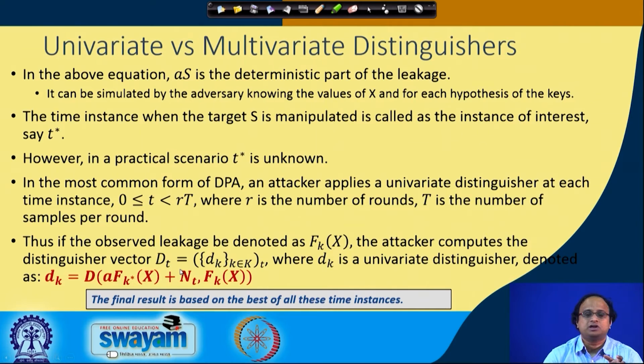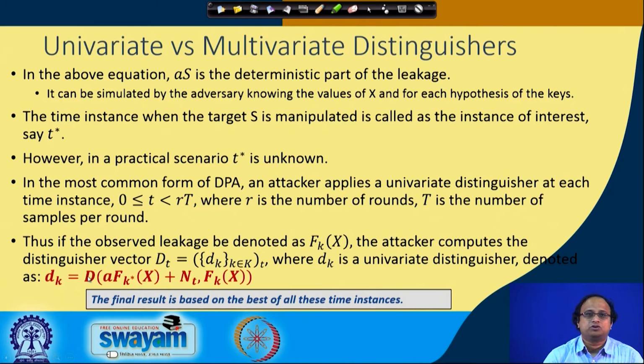So, I evaluate this distinguisher at every point on the leakage trace. As you can see, this dt comprises the result of this univariate distinguisher for all the possible key hypotheses. If there are 256 hypotheses, then you guess D1, D2, D3 and so on till D256. And how do you get any of them? It is as simple as that.